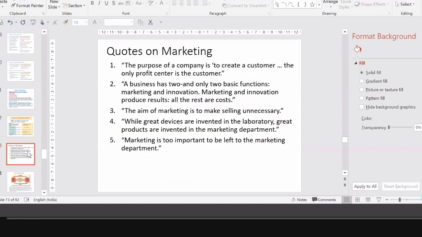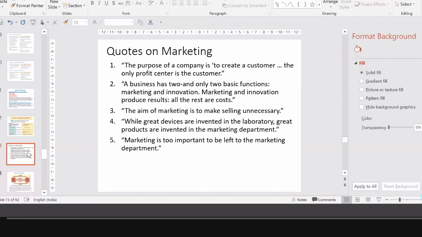Some quotes on marketing. As we said, the purpose of a company is to create a customer. The only profit center is the customer. A business has two and only two basic functions: marketing and innovation. Marketing and innovation produce results. The rest of all are costs. Okay? So marketing and innovation can only generate revenues for the organization.